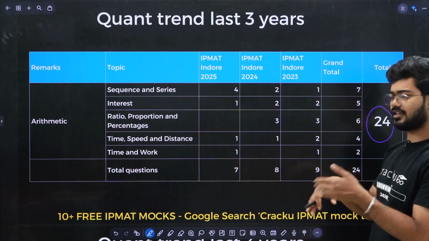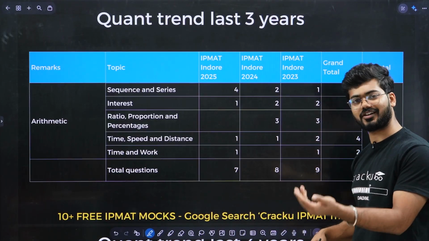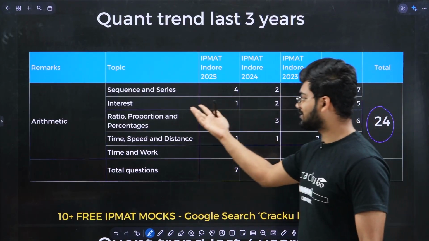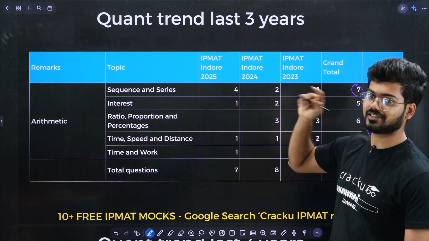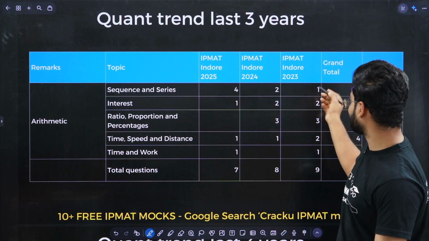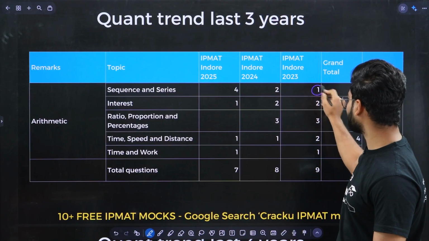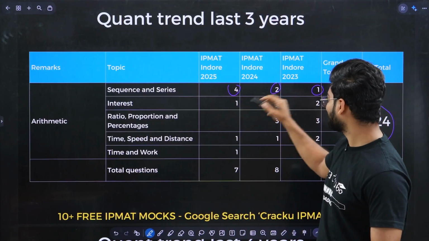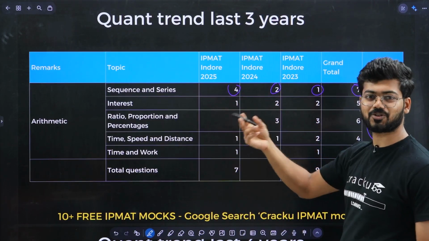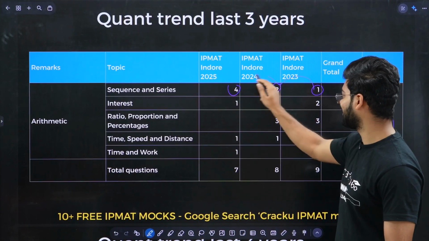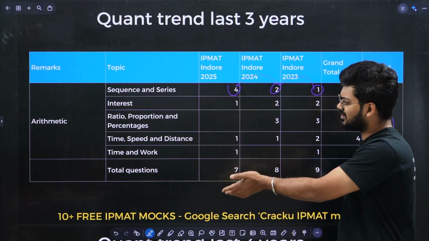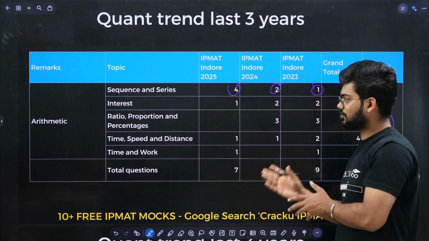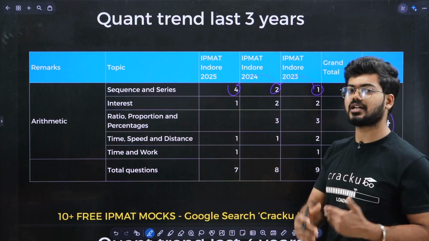Now, let us see the topic wise distribution in the arithmetic section. Sequence and series first: a total of 7 questions came over the last 3 years. In 2023, just 1 question came, then 2, then 4. So this is also a GP with common ratio 2, so it's continuously increasing. And sequence and series is something like everything in arithmetic. You should know these topics. Why? Because they get used in other things also.